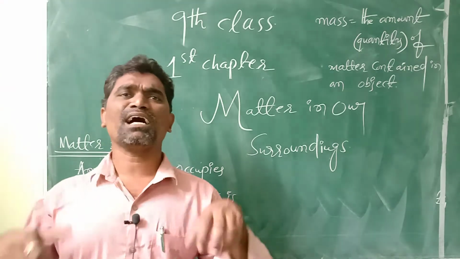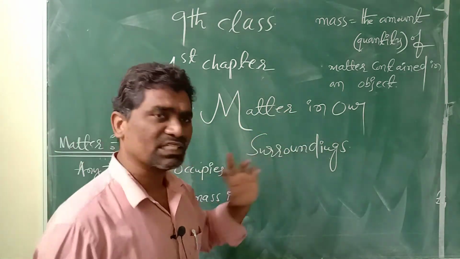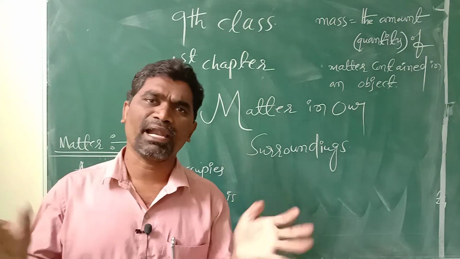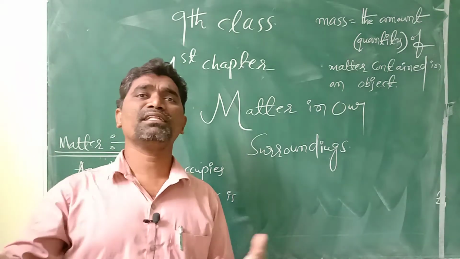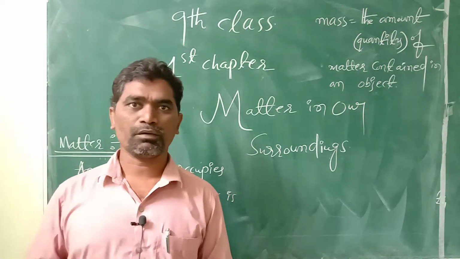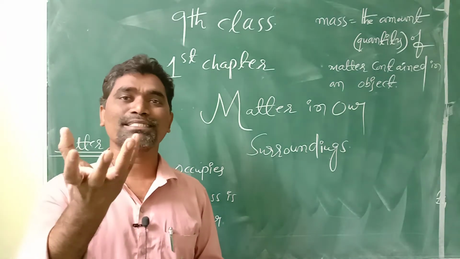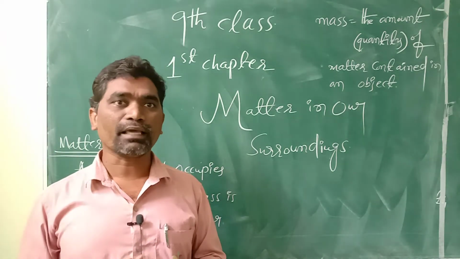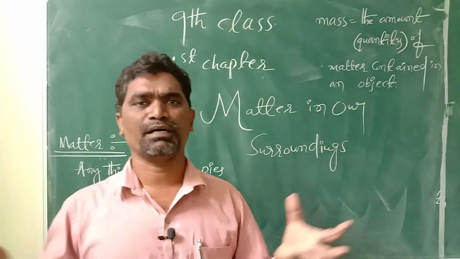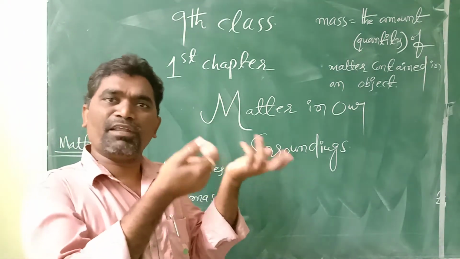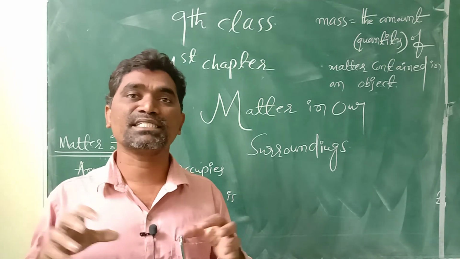Like that, everything occupies space and everything has mass. Our topic is matter in our surroundings, and everything in our surroundings is matter, because everything occupies space and has mass. For example, trees occupy space and have mass, nothing but the amount of wood. Even objects which cannot be seen by our naked eyes are considered matter.